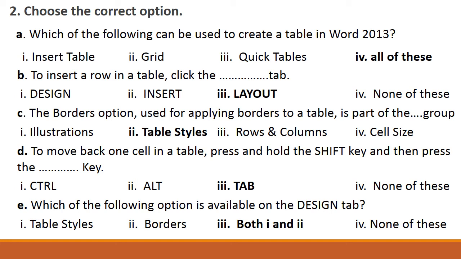The next statement is: to move back one cell in a table, press and hold the Shift key and then press the dash key. Control, Alt, Tab, none of these. And the third one is correct, Tab key. The last statement is: which of the following options is available on the Design tab? Table Style, Borders, both 1 and 2, none of these. And the third one is correct, both 1 and 2.